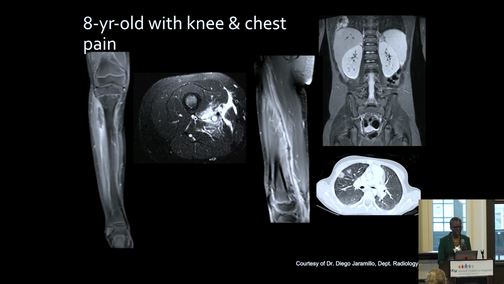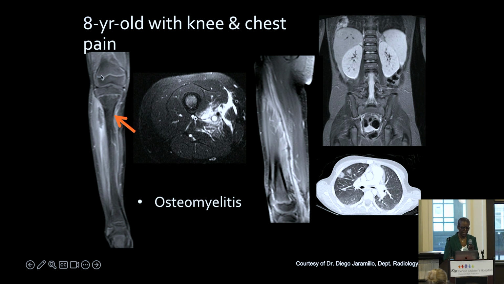So the next example is an 8-year-old with knee and chest pain. So you can see on this post-contrast image that there's diminished enhancement relative to the normal marrow within the proximal tibia, which goes along with osteomyelitis. There is also a soft tissue abscess here that is not enhancing. Oh, but wait, there was this bright signal that was observed. You should have normal flow voids, and here you can see it as a filling defect in the femoral vein going all the way up.